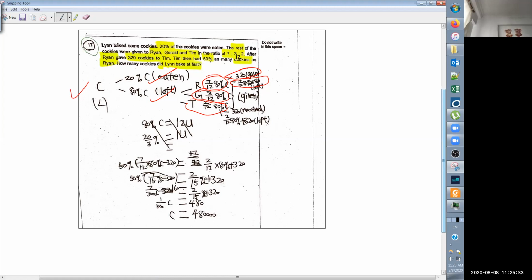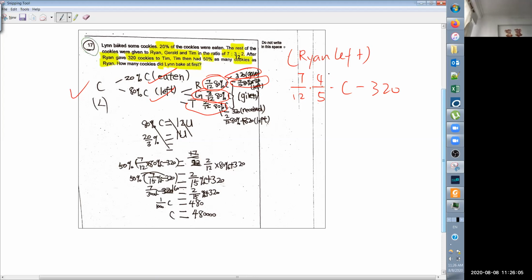Tim then had 50% as many cookies as Ryan. So this is 20, then 80%, that means this is 80%. C minus 320. This is left. This is Ryan left.